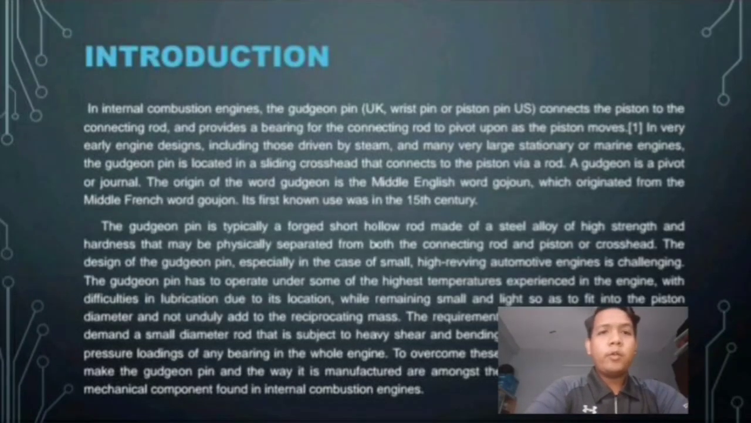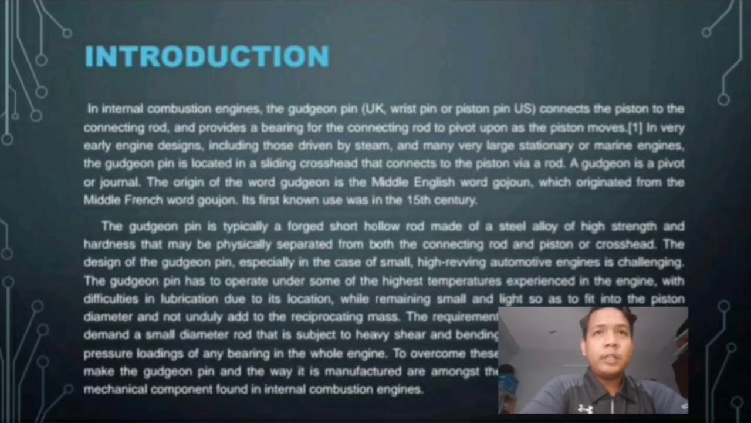And now I would like to tell the introduction. In an internal combustion engine, the gudgeon pin connects the piston to the connecting rod and provides a bearing for the connecting rod to pivot upon as the piston moves.